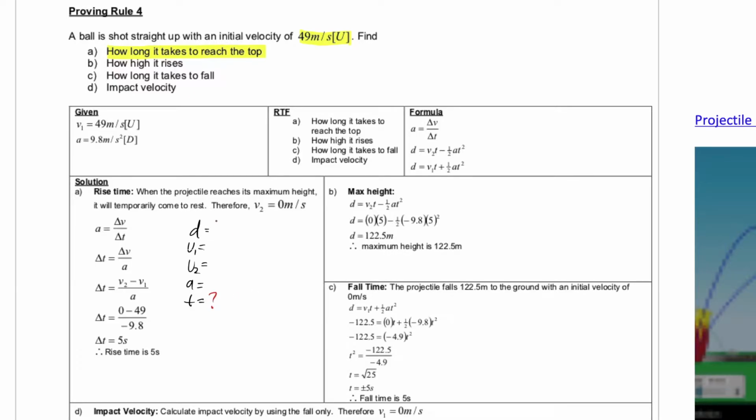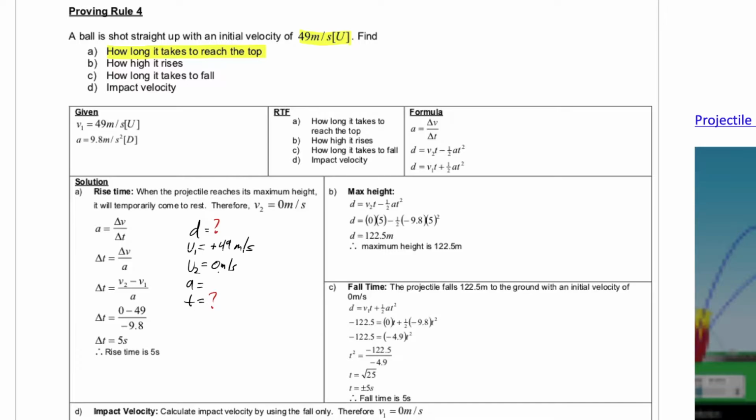What we don't know is how high it reaches, but we do know the following thing. We know that the v1 was initially 49 meters per second up, or positive 49 meters per second. Now, the key is, at maximum height, when it reaches the top, it temporarily stops. So we know what our v2 is, and that's 0 meters per second. That is an important concept.